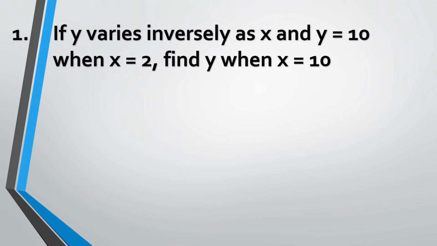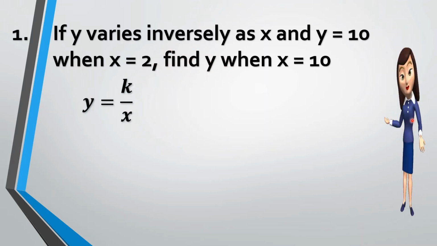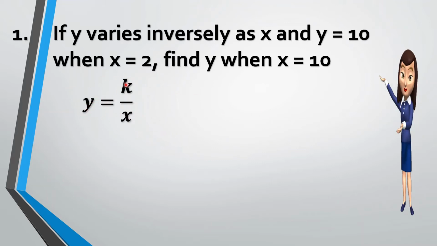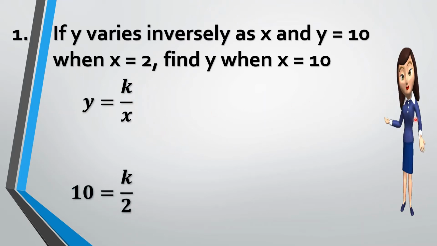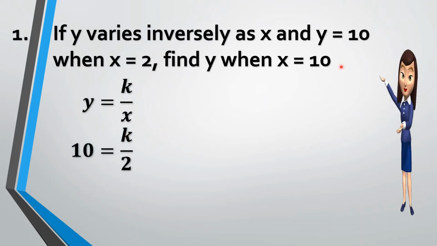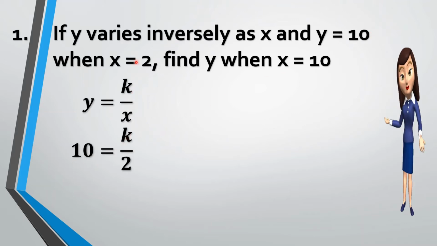Number 1, if y varies inversely as x and y is equal to 10 when x is equal to 2, find y when x is equal to 10. We're going to find the unknown, so that is y. First, we need to write the equation. y is equal to k over x. Then substitute the first values: y is 10, equal to k over 2.